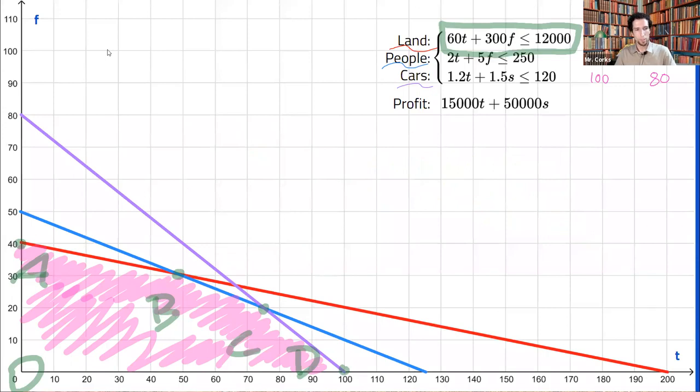Okay, so we have our 4 corners here, A, B, C, D. One of those 4 will be the solution to this, the highest profit. So we have our profits equation here, 15,000 T plus 50,000 S. And we need to pick a constant for this while I plug in my little writing tablet here. So we want a constant that will give us easy math and also be reasonably close to the shape of the feasible region that we already have here. Can someone suggest a constant for us to try out?